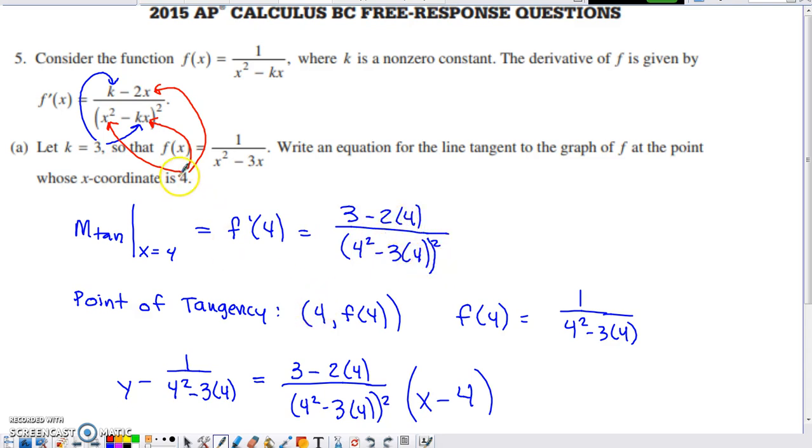For the point of tangency, you know the x-coordinate is 4. You need to find the y-coordinate that goes with it, so you're tossing 4 into the function in order to find that. So if you evaluate this function at the x of 4, you end up with this.